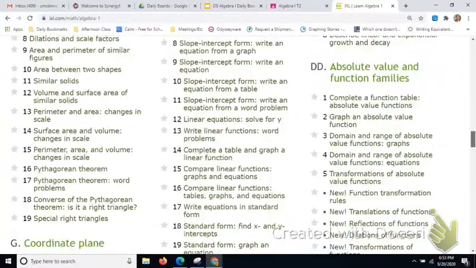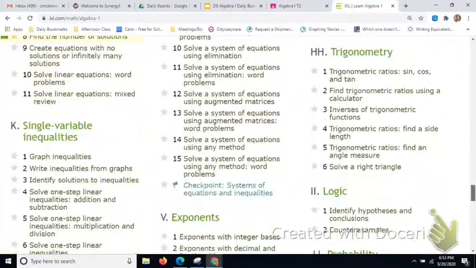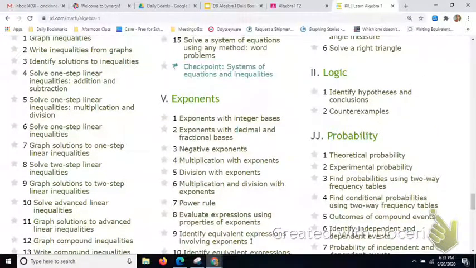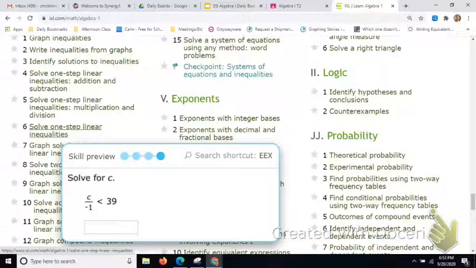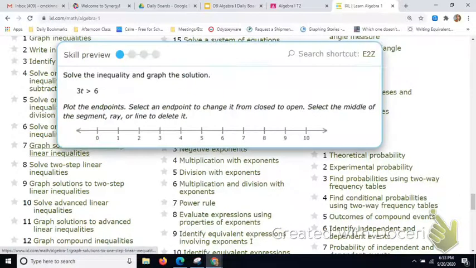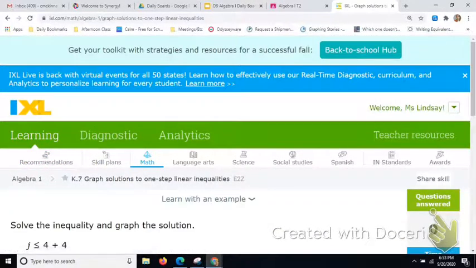So that was K4, and then that was K5. K6 is just going to be a variety. So you're going to have to decide: add, subtract, multiply, divide, and you're going to have to remember when you need to flip the sign. So it's just like mixed up problems from 4 and 5. K7, now you're going to put them on a number line. So you will graph after you have solved it.